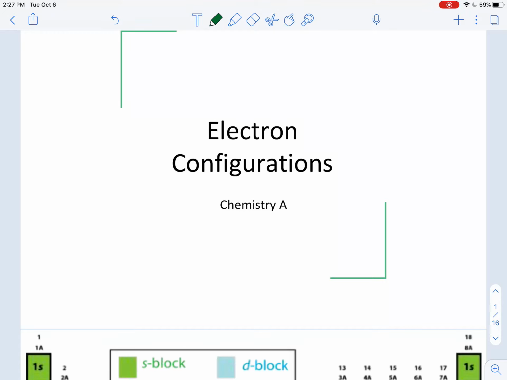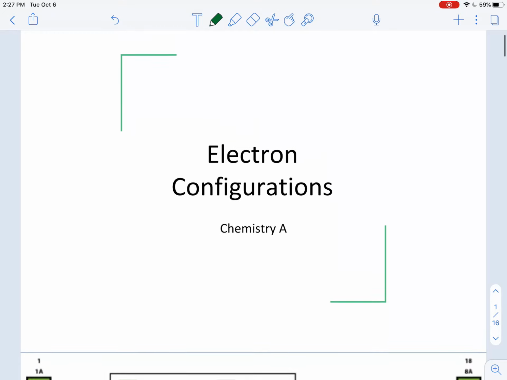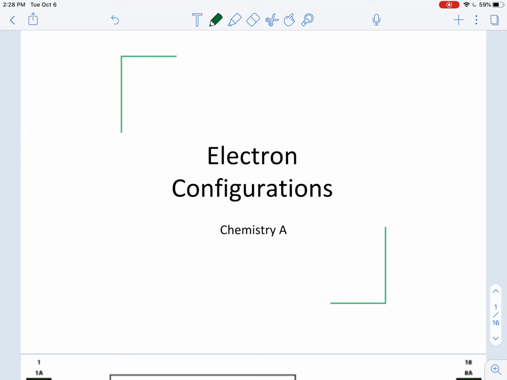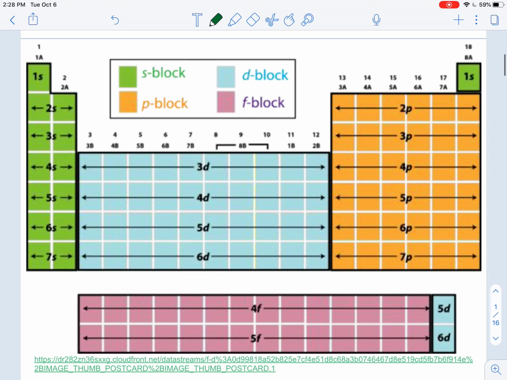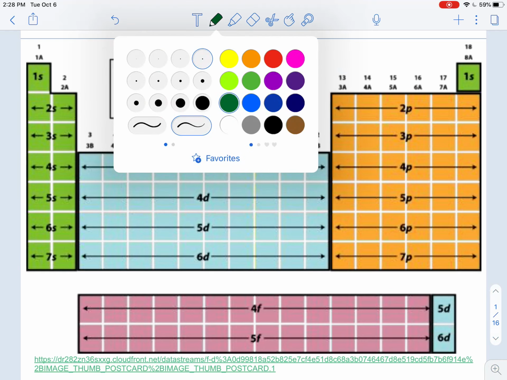This presentation is on electron configurations, which merges together those orbital diagrams that we had learned about and quantum numbers. First thing we're going to do is label our periodic tables, or color them or mark them up. Somehow we're going to split them up into these 4 different sections that are listed up here.